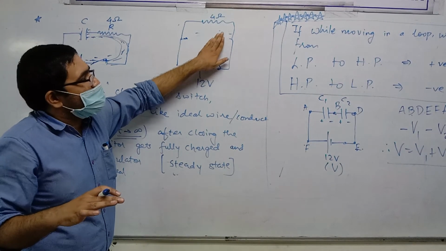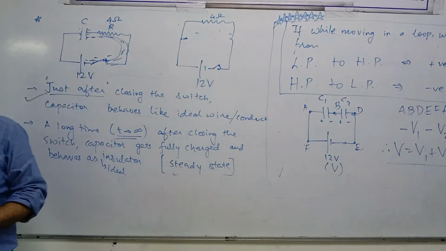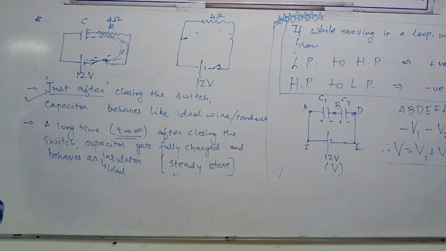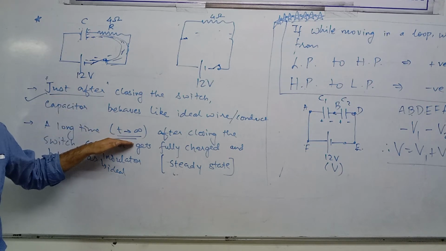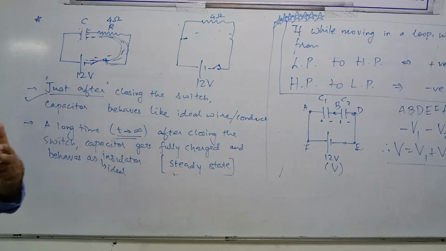So if you calculate now, what is the current? 3 ampere. Did you understand? So earlier the current was 6 ampere. After the capacitor got charged, the current becomes 3 ampere. The question can ask: what's the current at start? What's the current finally? Etc. What's the current in between, at some time? Like I said, we'll keep it for later. Initial and final: just after closing the switch means t equal to 0, and t tends to infinity. That's our very well.